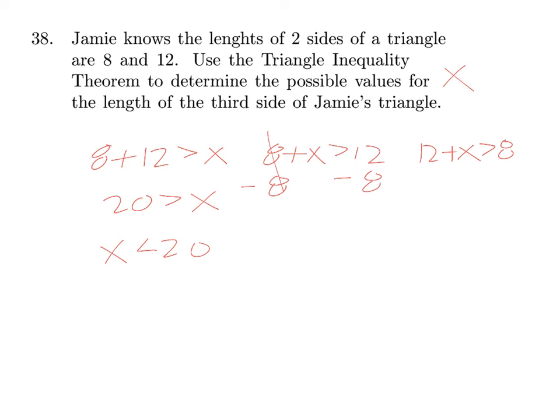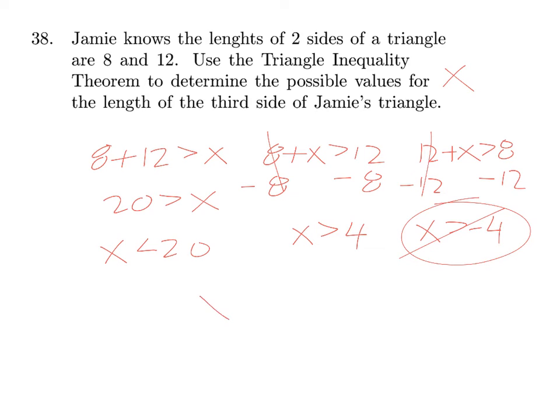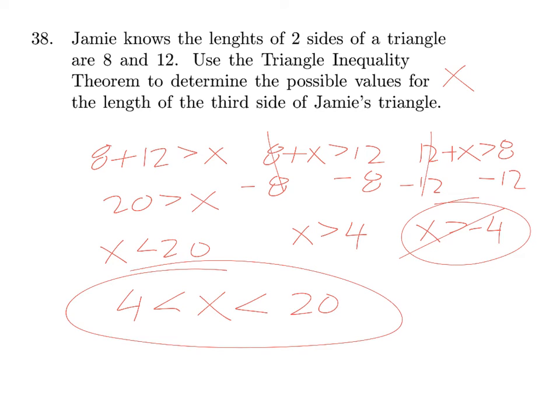Here I subtract 8. X is greater than 4. Here I subtract 12. X is greater than negative 4. Don't need the negative number. So, use the triangle inequality theorem to determine the possible values. Okay, the possible values. So, x is between 4 and 20. All right, this is known as a compound inequality, when you combine two inequalities into one. And the inequalities always point to the left. You start off with the smaller number, you end with the bigger number. Done.